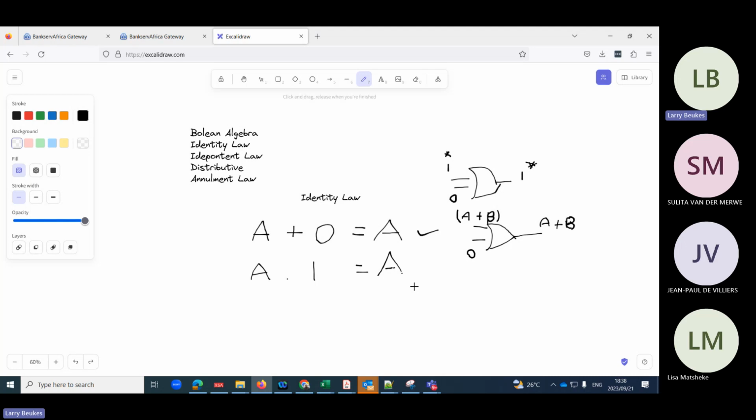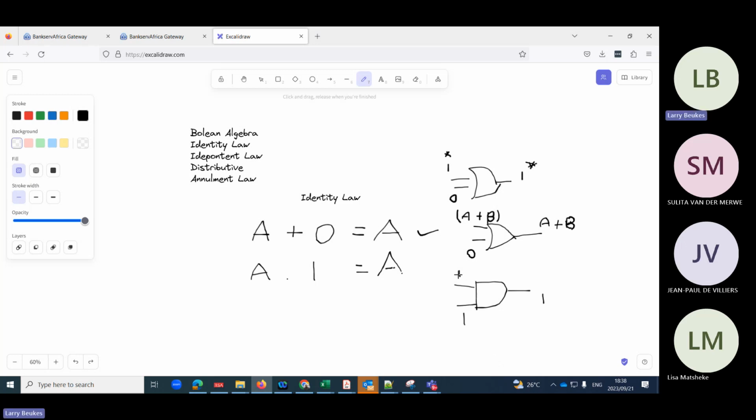Okay, and then the next example is this one with an AND gate. So remember, in an AND gate, if we have a 1 and a 1, the output is a 1, right?